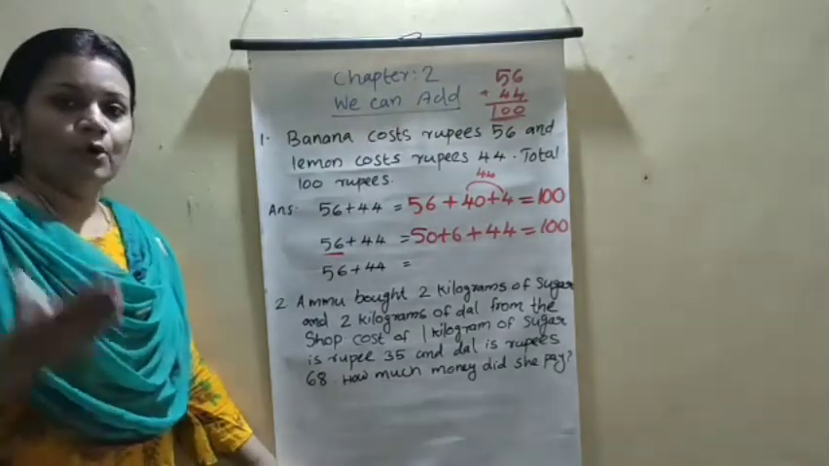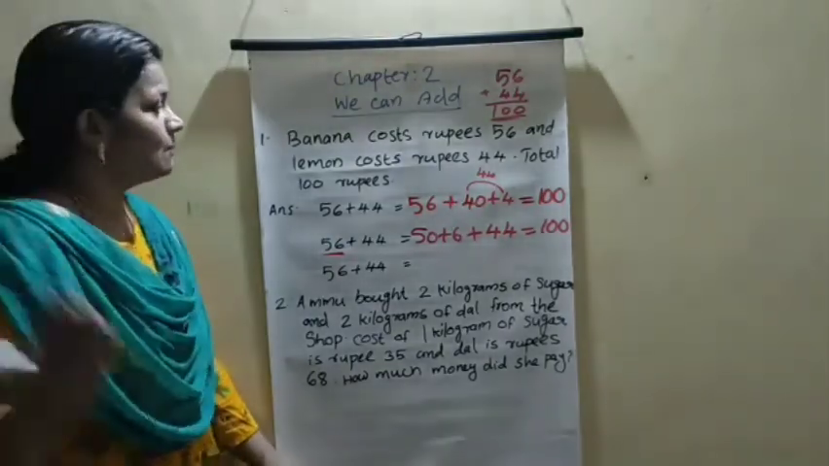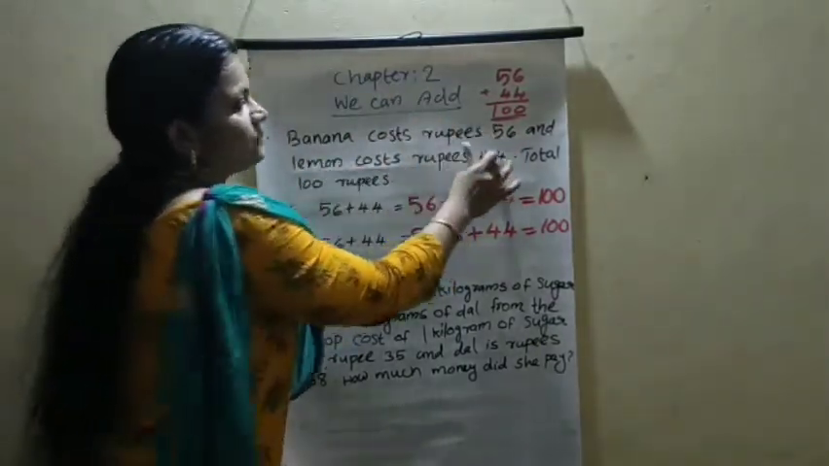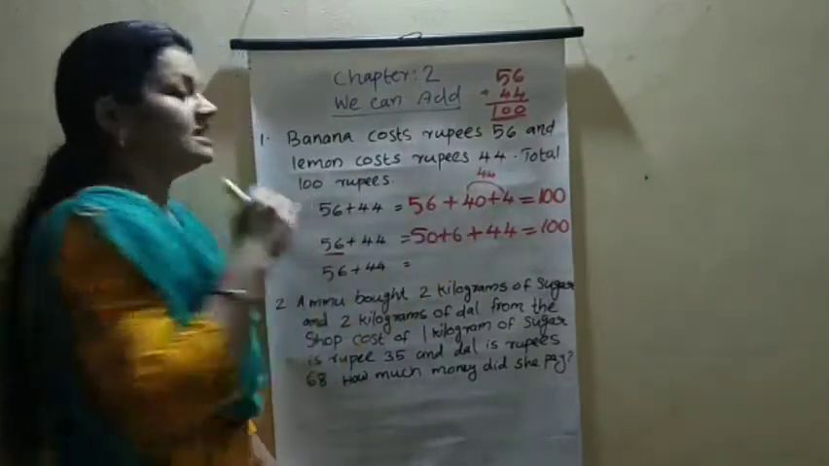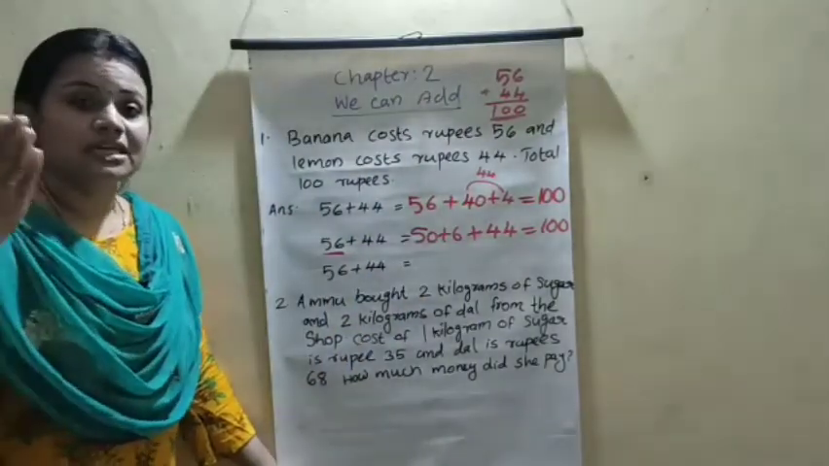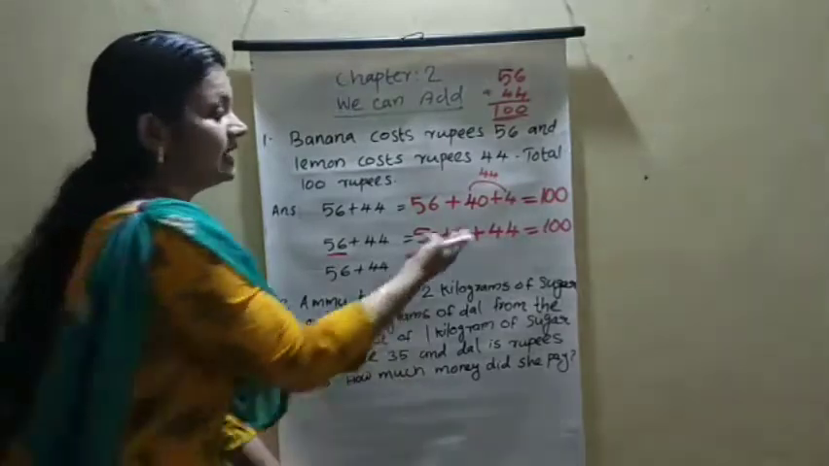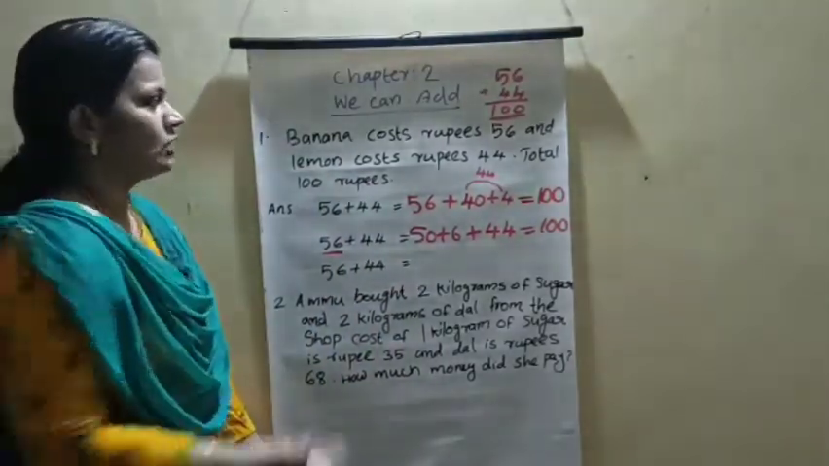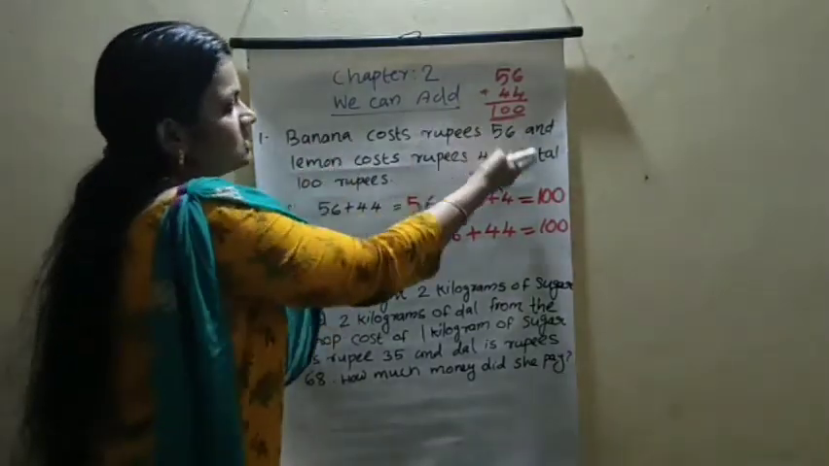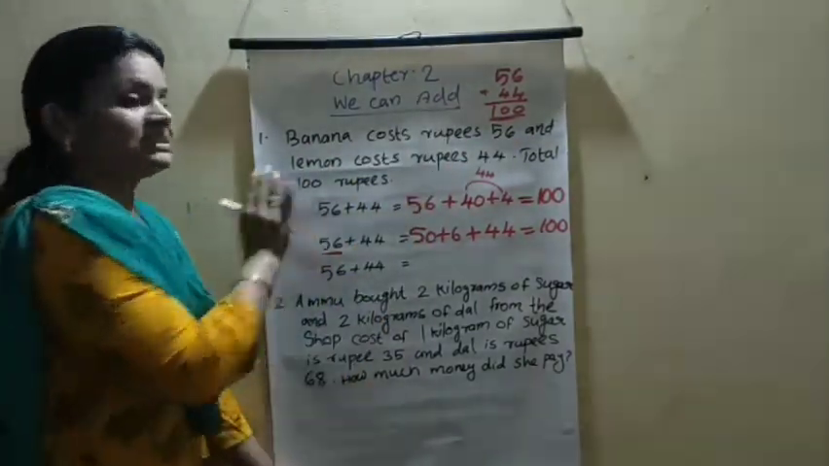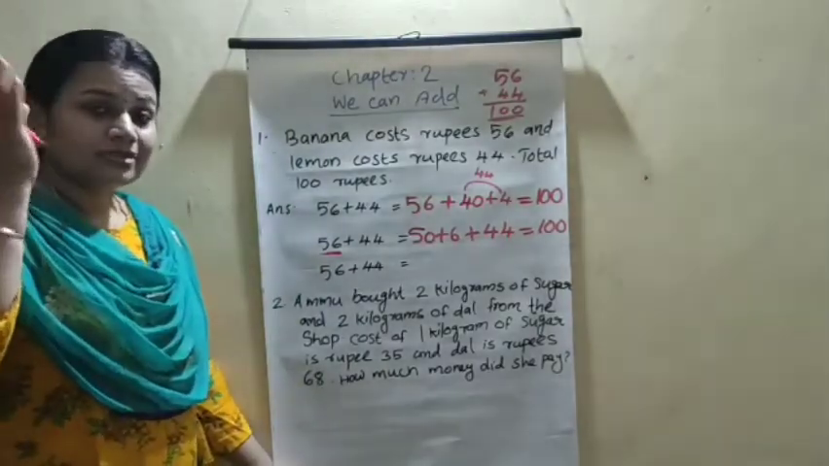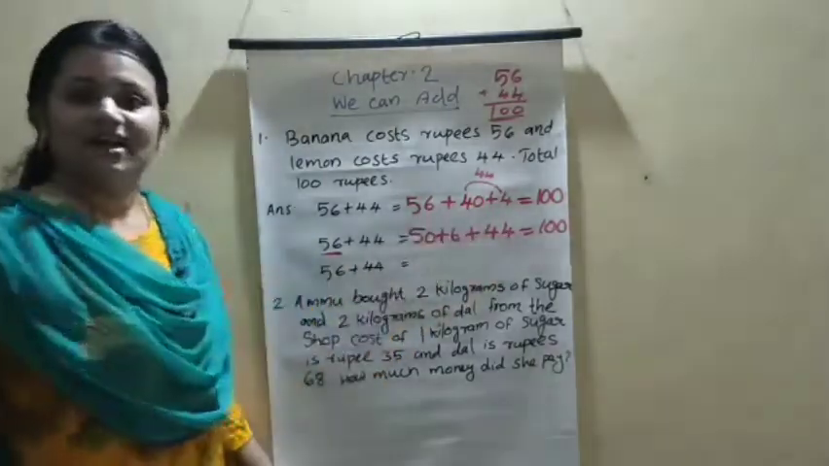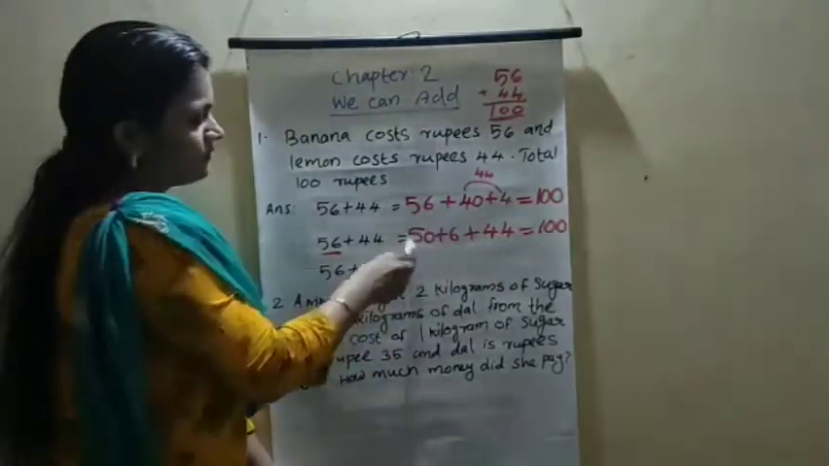Okay. Then one boy went to the market. He bought a banana, cost 56 rupees, and a lemon, cost 44 rupees. Then the total is 100. That boy was thinking how to get 100 in different ways. Understood? The costs are given here. Total price is 100. He thought how to make 100 in different ways.